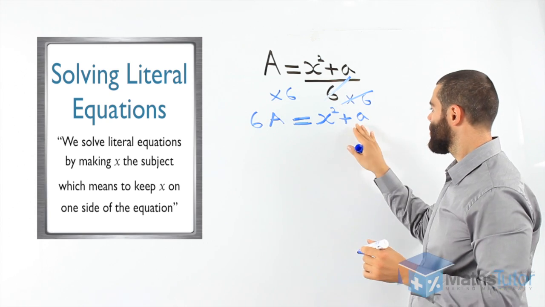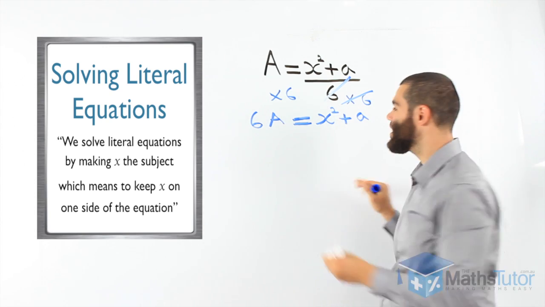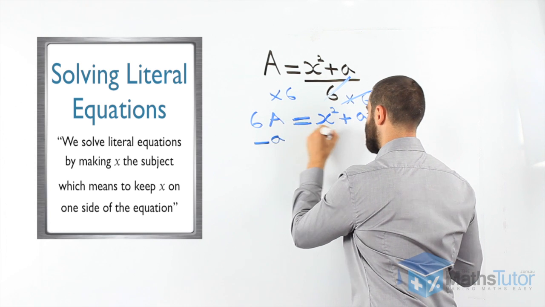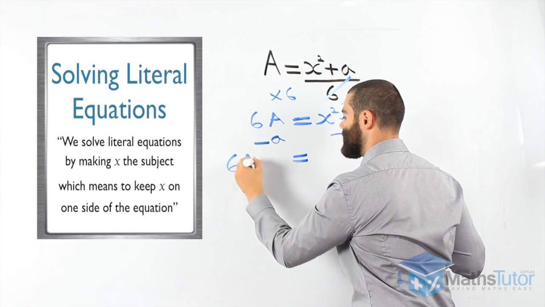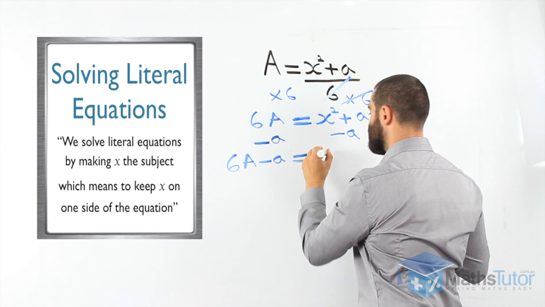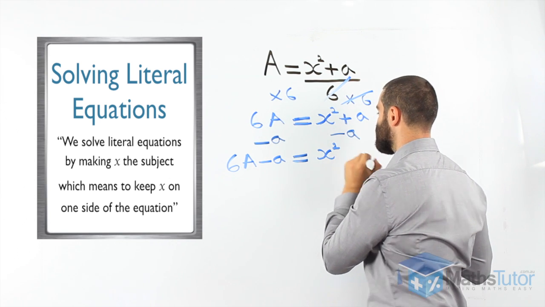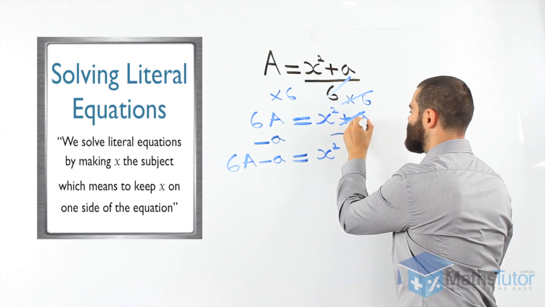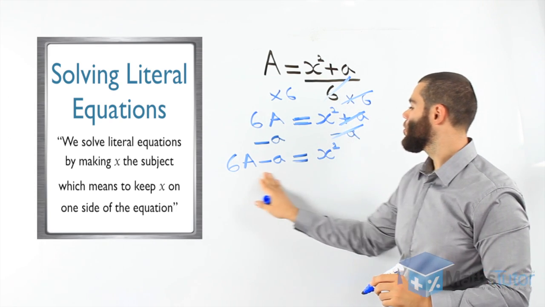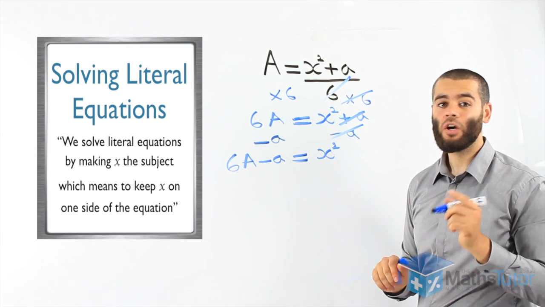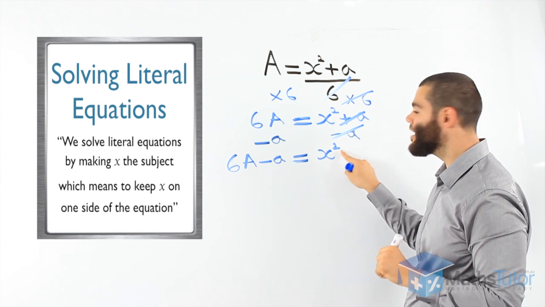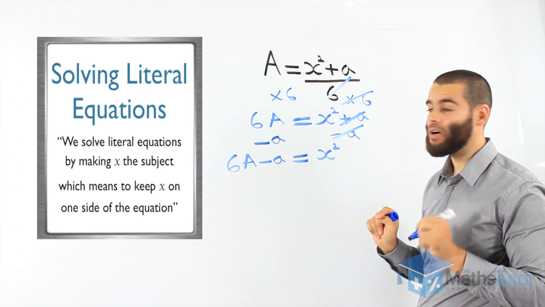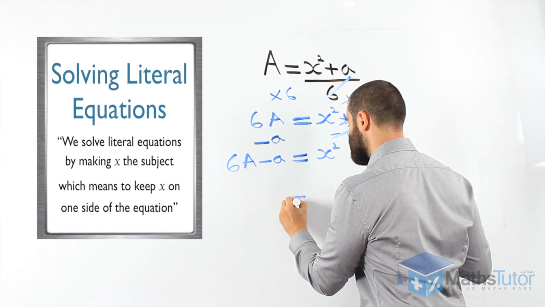Now, plus a, minus a. So 6 capital A minus a equals x squared. Plus a minus a, they cancel out. Now what? Have we finished? No, we haven't. We have x squared. Very important to recognize, to identify. You still have a squared. You have to keep going.